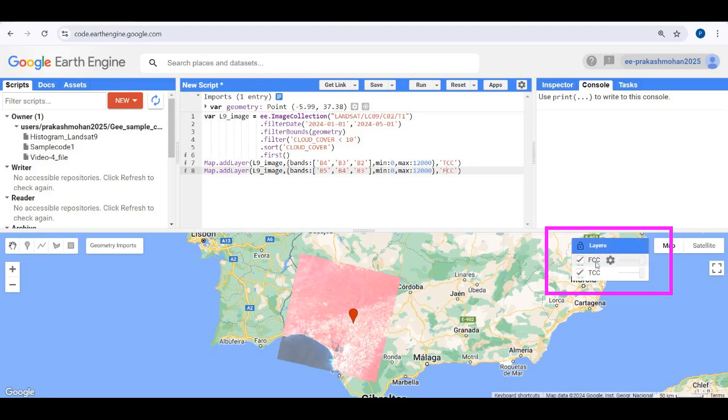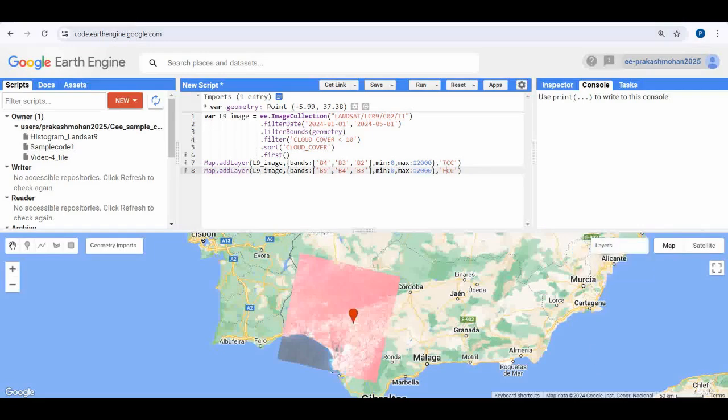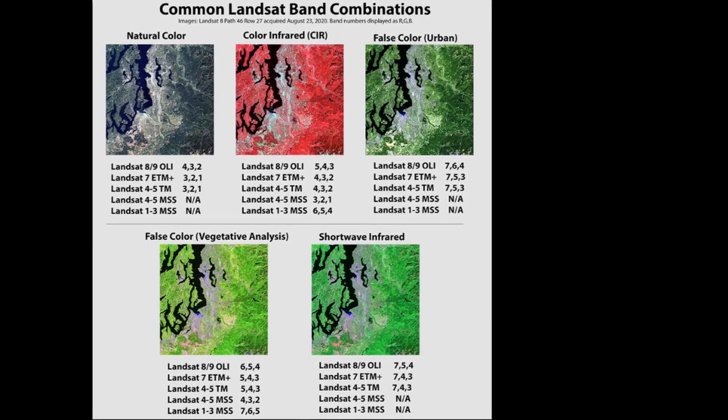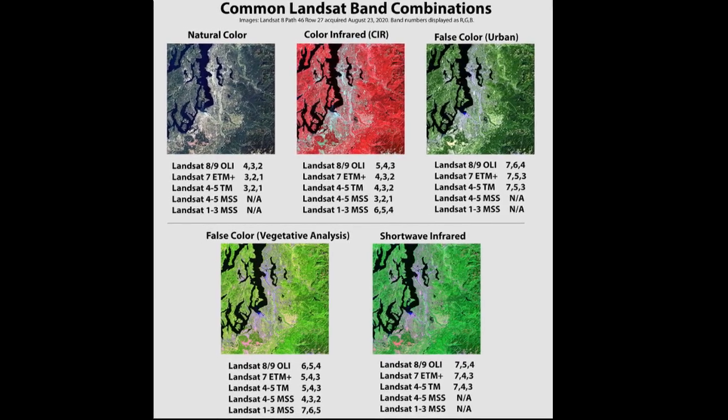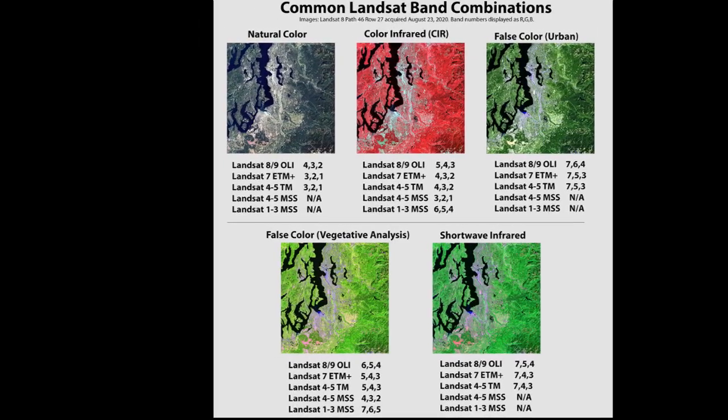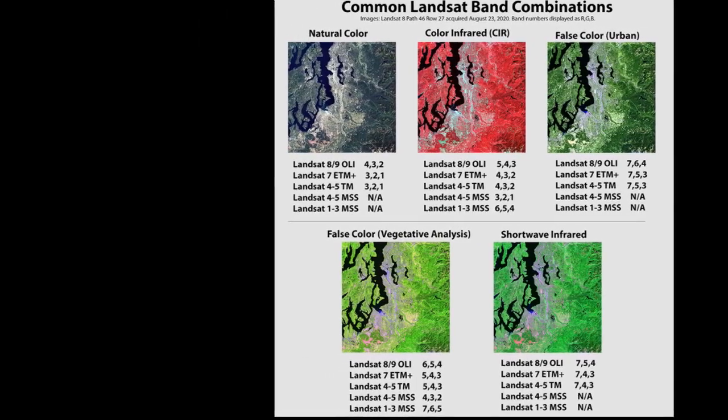The available layers can be managed in the map window. Different false color composites, FCC, can be created using various band combinations, depending on the type of analysis you intend to perform.